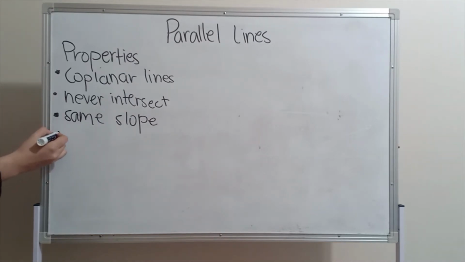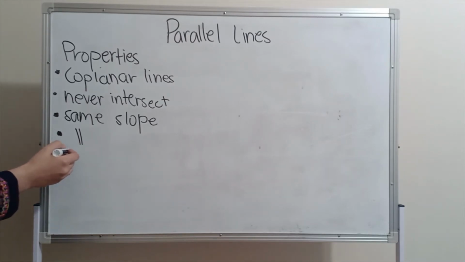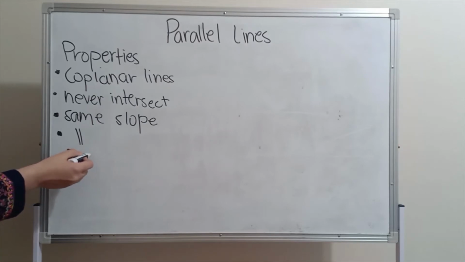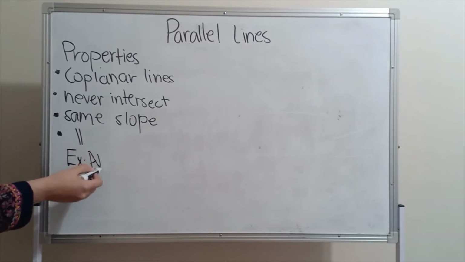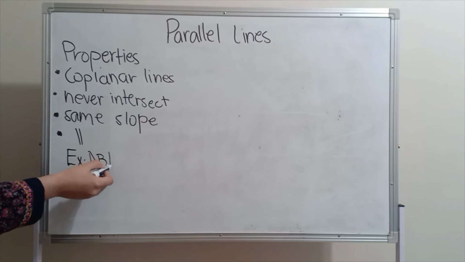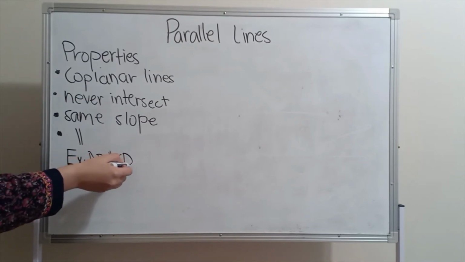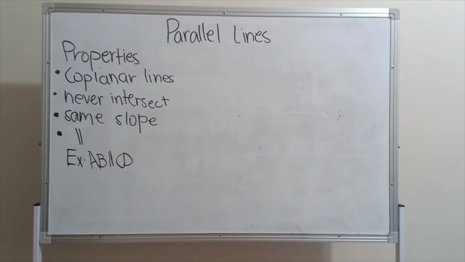And the symbol used to represent that these two lines are parallel is this sign. So for example, if we were to say that the line AB is parallel to line CD, that is how we are going to use the symbol. Now let's move on to the drawing part.